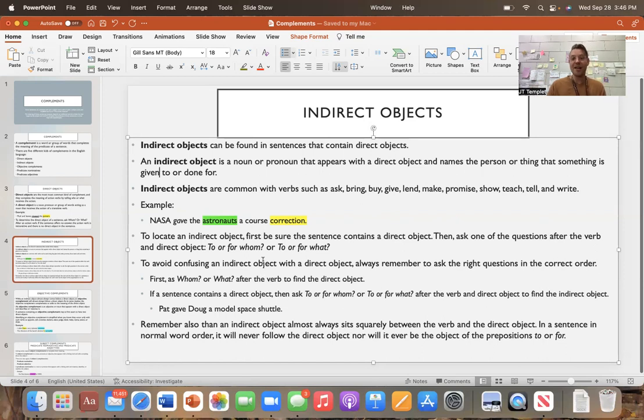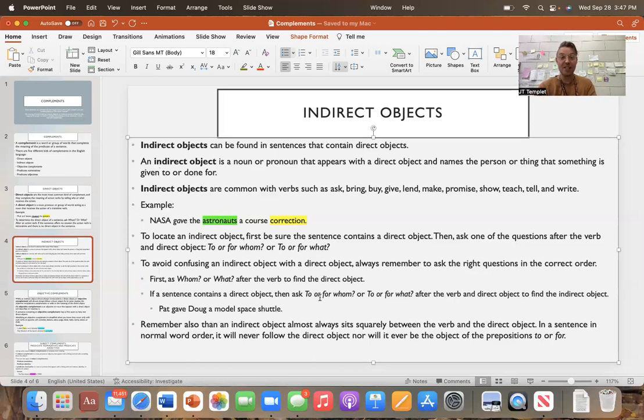To avoid confusing an indirect and a direct object, always remember to ask the right question in the right order. First, you ask whom or what after the verb. Then, if you find a direct object, ask who, to or for whom, or to or for what after the direct object. So that question is asked to the direct object, not the verb. To find the indirect object rather, to find the indirect.